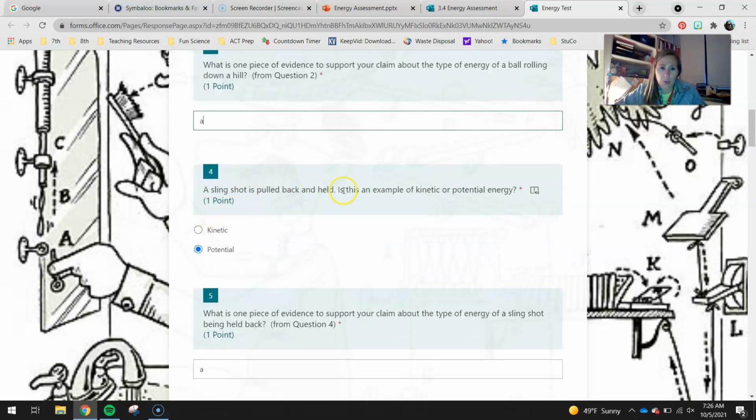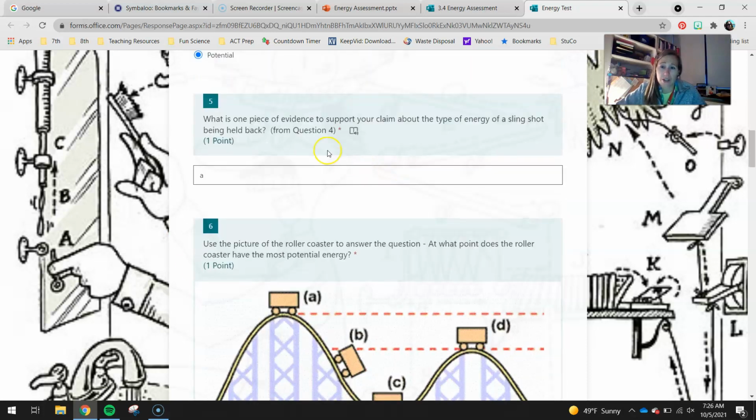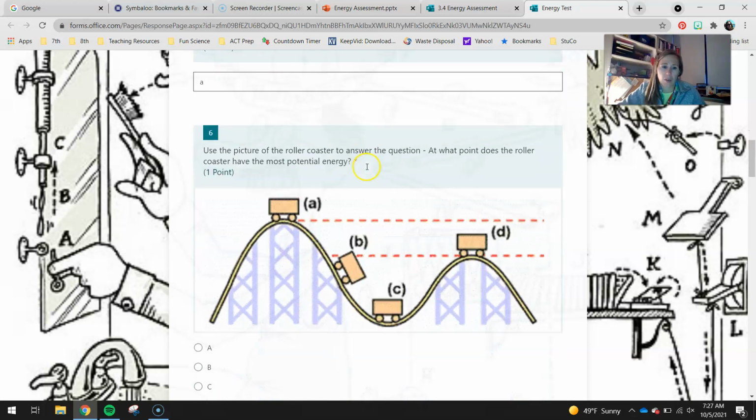A slingshot is pulled back and held. Is this an example of kinetic or potential energy? Again, mark your answer. Remember, I just went and marked the last answer on every question. Okay, what is one piece of evidence to support your claim about the type of energy of a slingshot being held back?